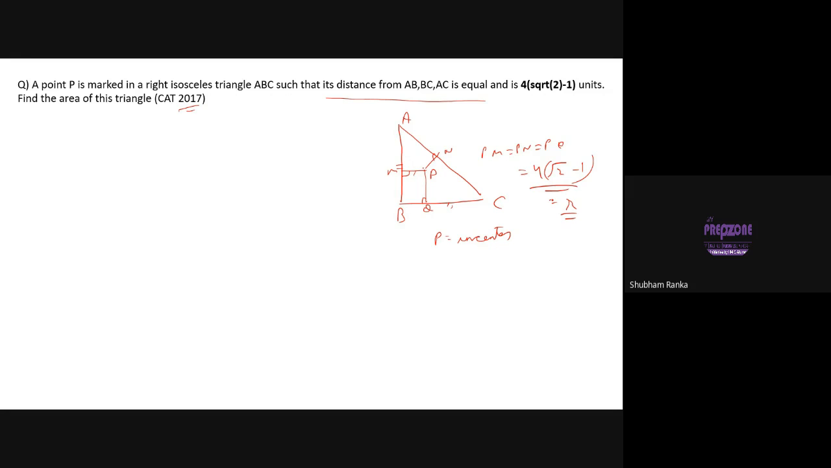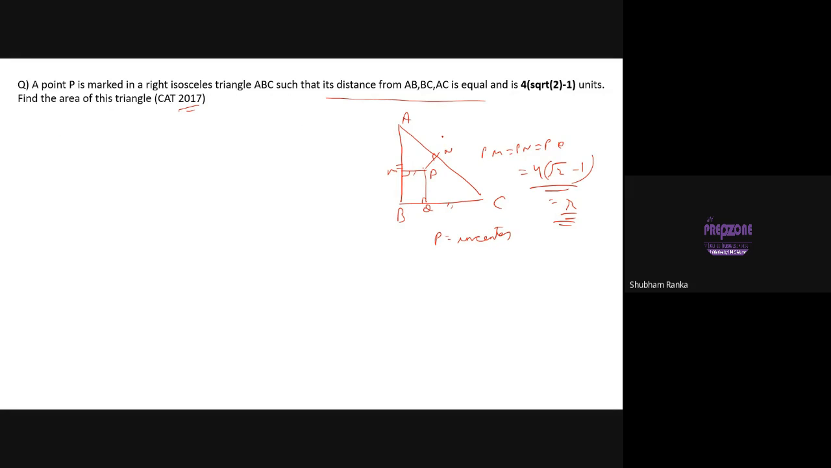So the first thing from this question that you need to figure out, even before putting pen to paper, is that the distance from the 3 sides is equal. The point is the incenter, and the distance that is given is the inradius. That is the first conclusion that you need to draw even before starting the question. Now, I have the inradius.